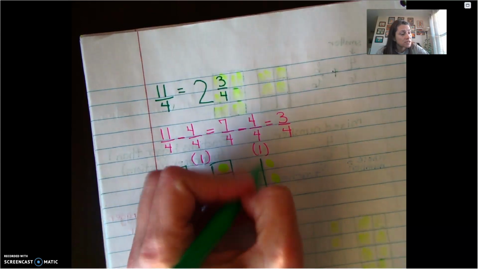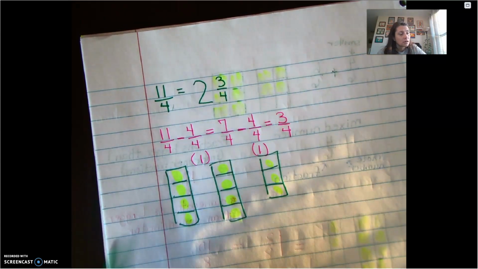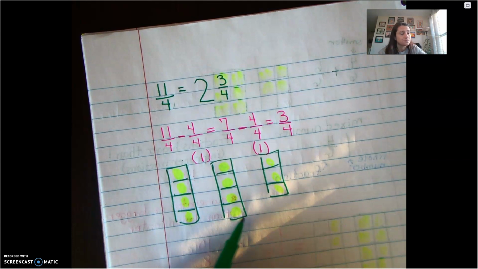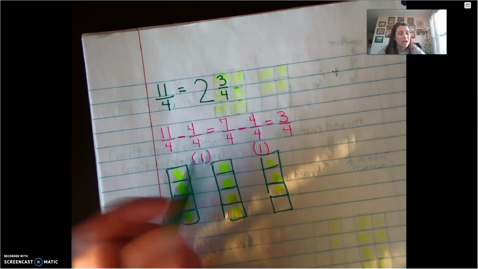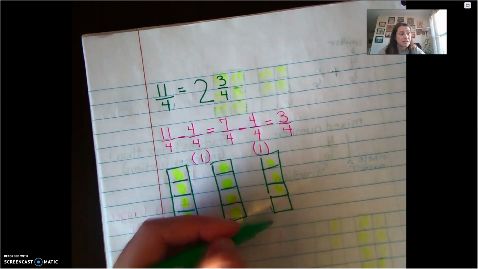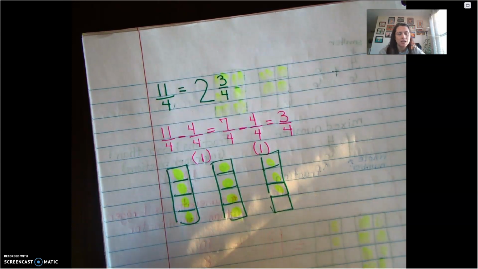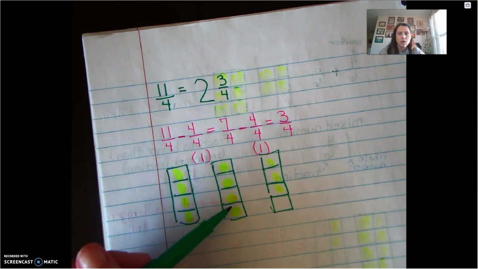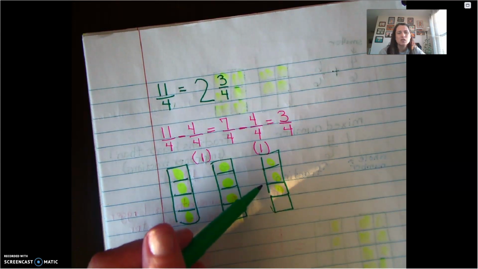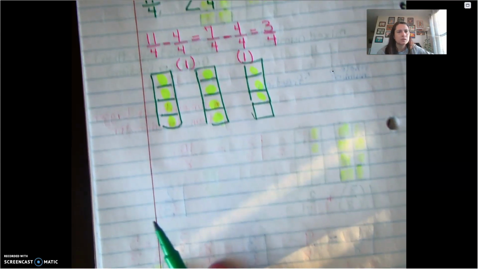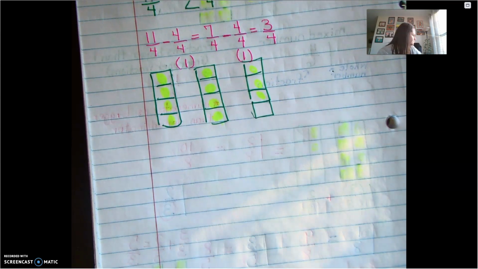So now you can see that there are 2 wholes and 3/4 because they need to be the same, like candy bars. We have 3 candy bars here, but only 2 and 3/4 left. This is the tricky part. So we'll be practicing this one a lot. So let's do the next one.